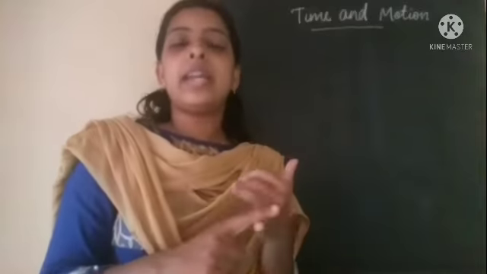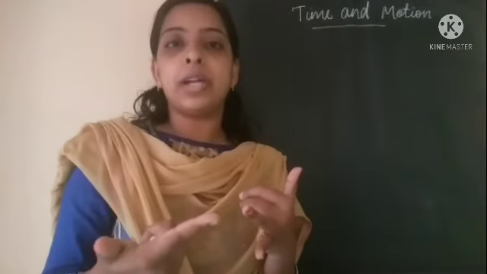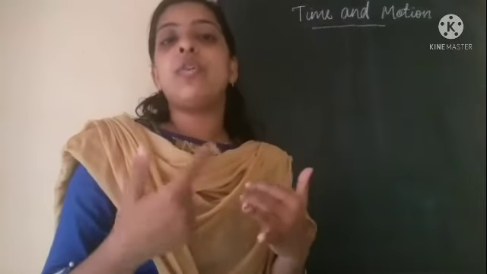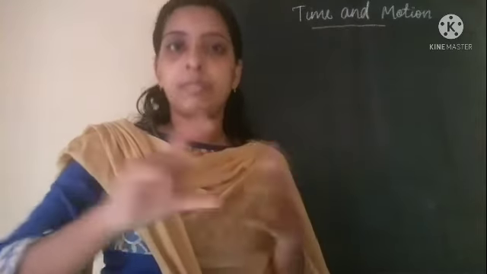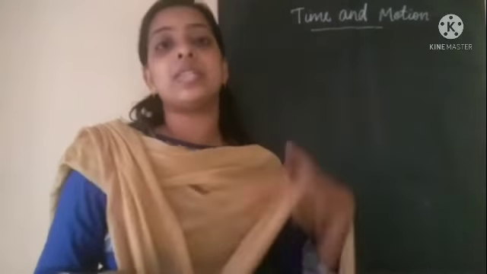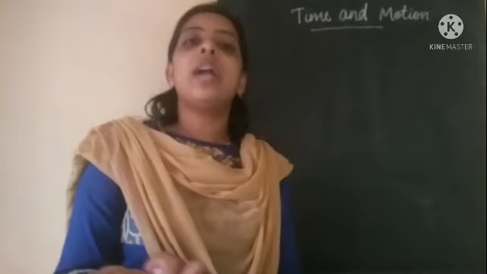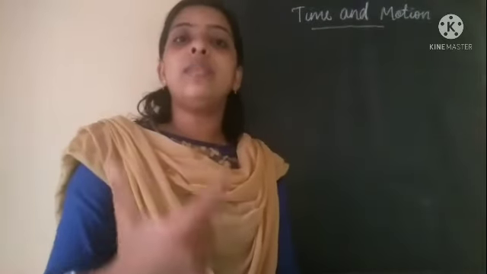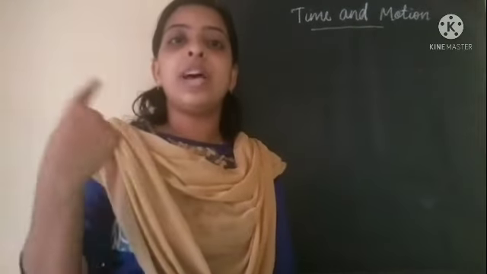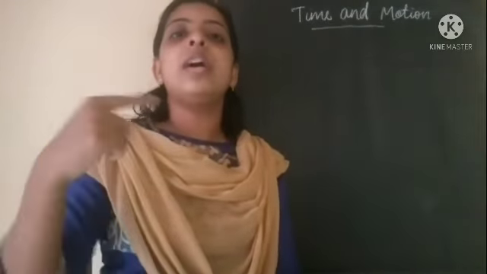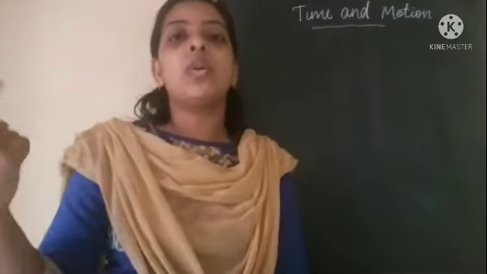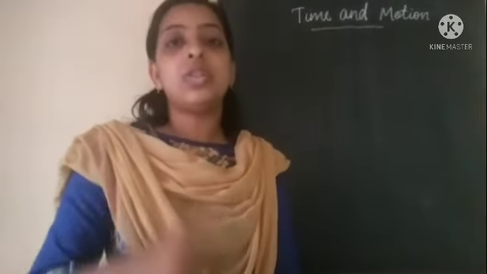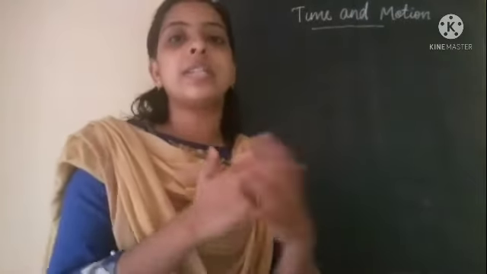Okay, and secondly, how did they calculate the month? On the basis of the formation of the new moon day to the next new moon day, that time period is considered as 1 month. And how did they calculate 1 year? They calculated 1 year on the basis of the earth completing one rotation around the sun. That time period is considered as 1 year.